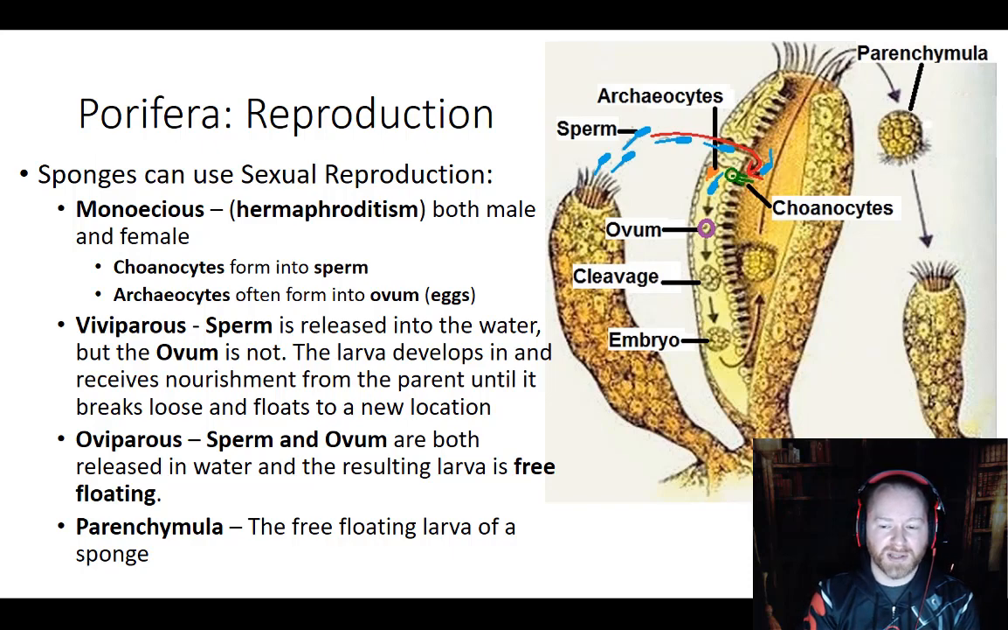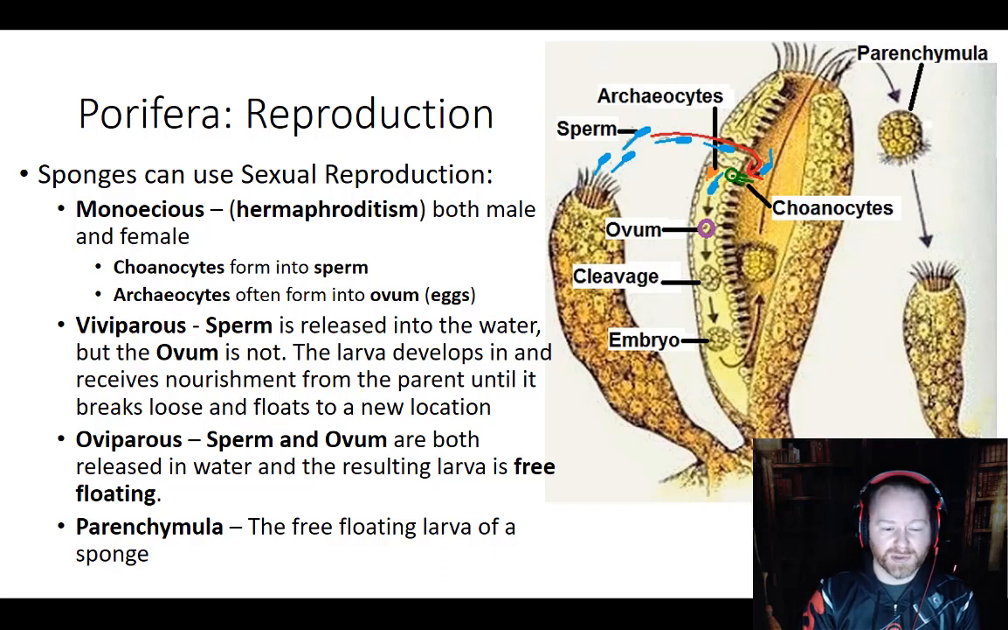Essentially, as the egg grows and develops and it's young, it will depend on the nutrients of the parent that it's in. We'll just say, the mother. It'll keep doing that until it's ready, and then it'll break off and float over and attach someplace else and continue to grow. So that's viviparous, essentially meaning live birth.